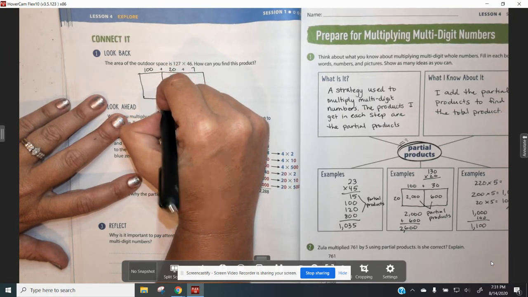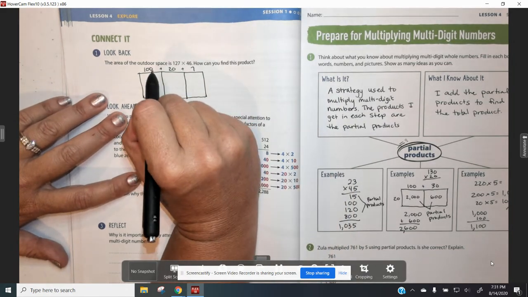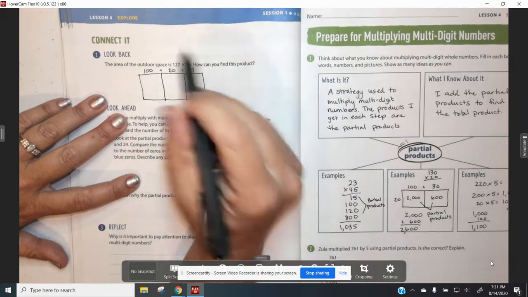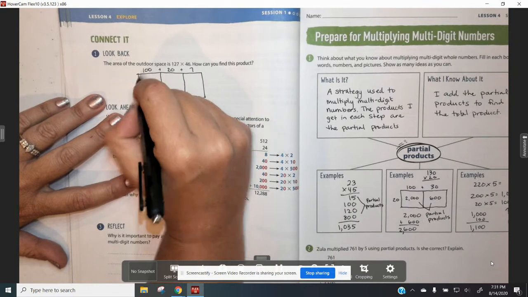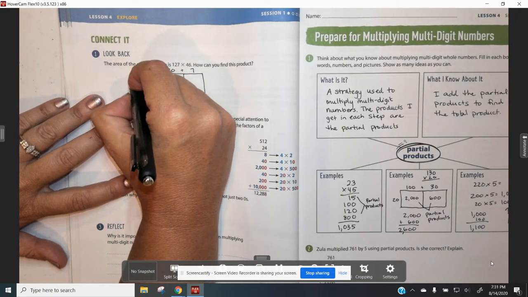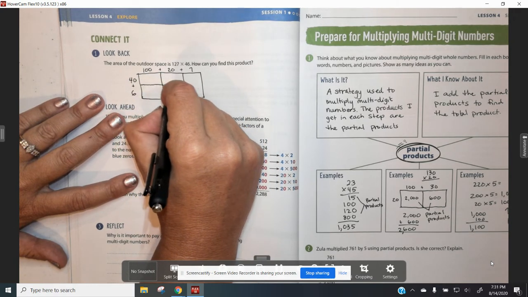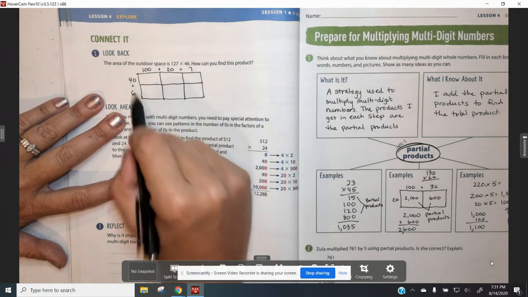So that tells you that you're going to break your area into 3 parts because we have 100, 20, and 7. Then going up and down, we are going to take 46 and write it in expanded form. 40 plus 6. So then we're going to draw, and so now it kind of looks like a window.